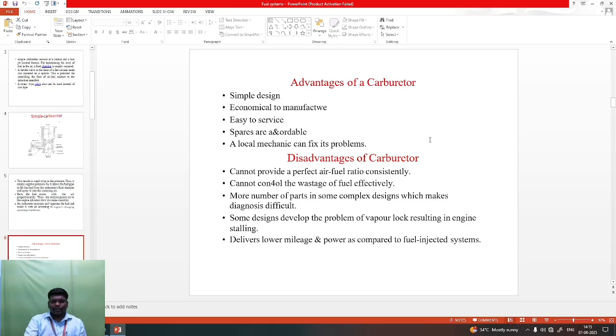Some systems have more parts and a complex design, which makes diagnosis difficult. A venturi, for example, needs the correct proportion in its design. Because of a complicated design, the pressure difference will be high or low and there will be a lack of air. So some designs develop problems of vapor lock, resulting in engine stalling. If the venturi does not work correctly, the air-fuel mixture will be locked, and due to that the engine will stall.